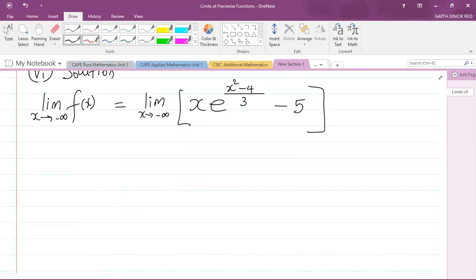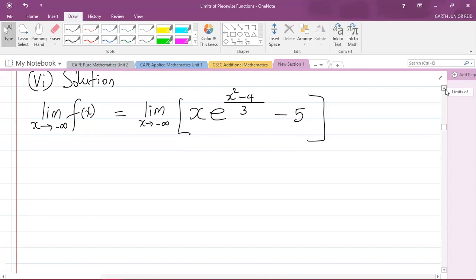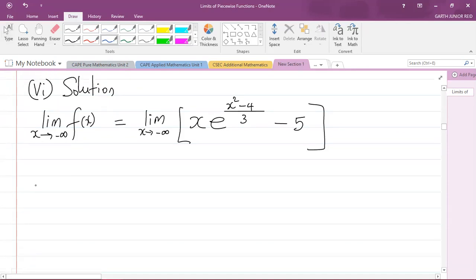So what I'm going to do is just do it here to the side so that you can have an understanding of what we're doing. Let's say we're using direct substitution, and we're substituting x as negative infinity. So you have x here in front of the e, so that's negative infinity times e to the power of negative infinity squared, minus 4 divided by 3, and we're subtracting 5.